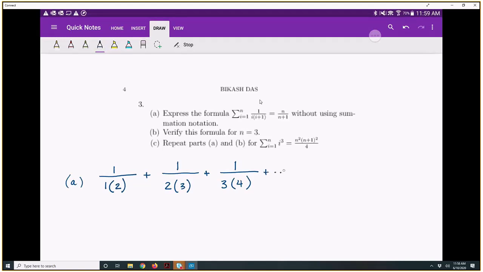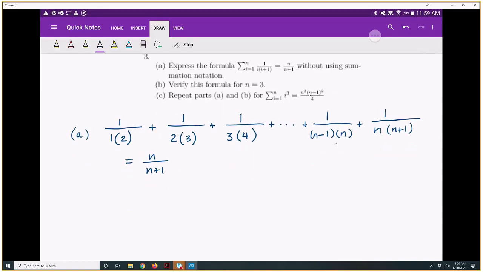And I can keep going just like this until I get to, let's say, I is n minus 1. Then I'll have 1 over, put n minus 1 for I, and n for I plus 1. And then the last index is n, so I'll put n for I and n plus 1 for I plus 1. And the formula says that this is going to be equal to n over n plus 1. So that's what the sum would look like if we didn't have the summation notation.